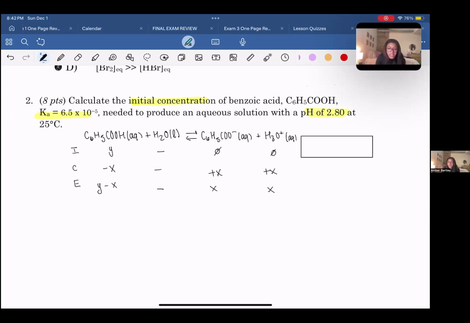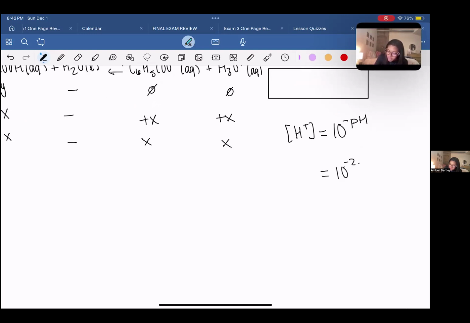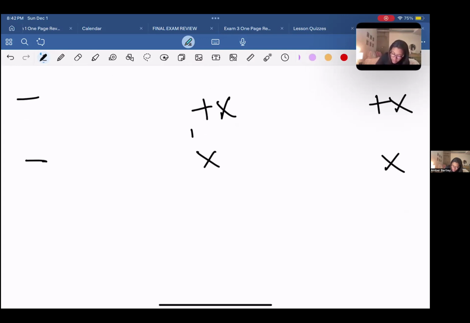Now notice we've highlighted key information in the problem, and we know that the pH of the aqueous solution when reacted is 2.8. So that means that we can find that H plus concentration using a formula that we know, which is that the H plus concentration is equal to 10 to the negative pH. So if we do this, we find that our H plus concentration is about 1.58 times 10 to the negative 3. So if we write that underneath, this will be true for all of our x values in this problem.